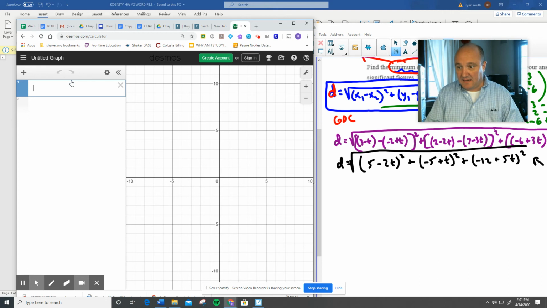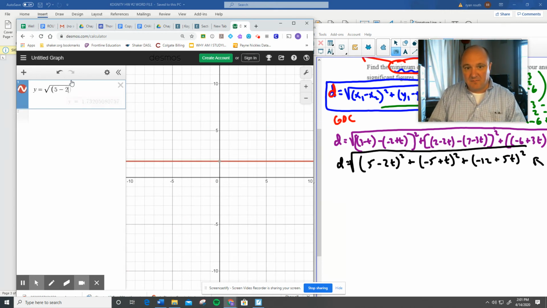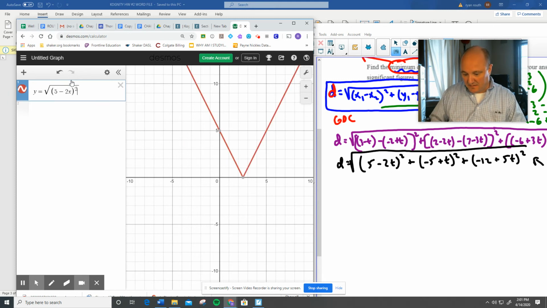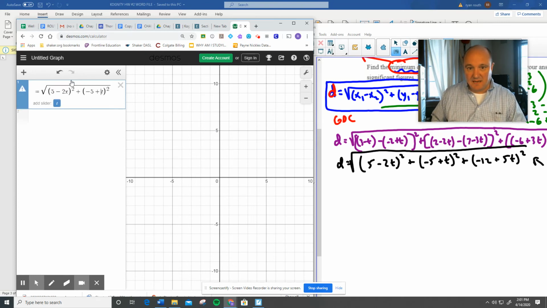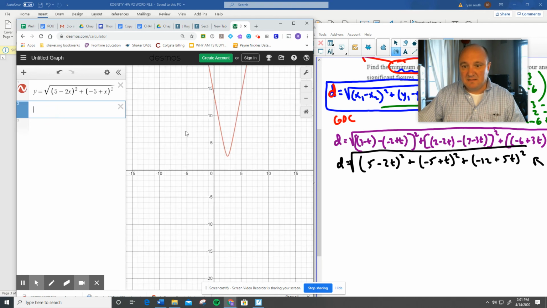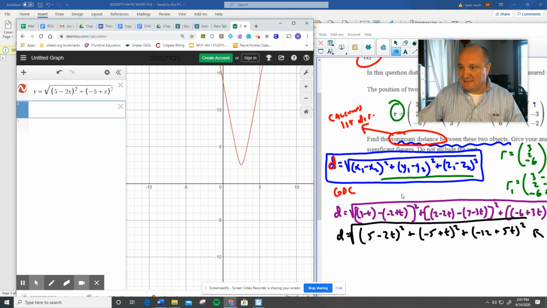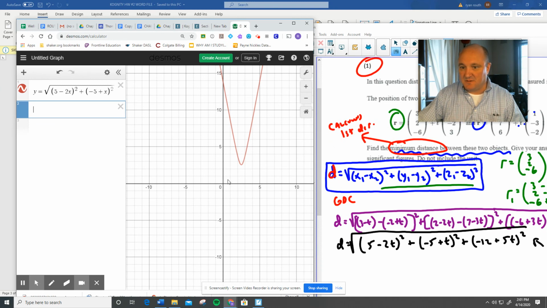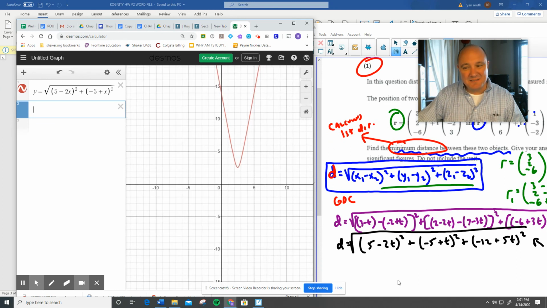Now, of course, Desmos can't handle t, but it can handle x and y. So square root of (5 minus 2x) squared plus (negative 5 plus x) squared, oops, not t, x, plus (negative 12 plus 5x) squared. And I get this equation. I'm trying to minimize the distance, trying to find the minimum distance between the two objects. So what is the distance here, the x or the y?